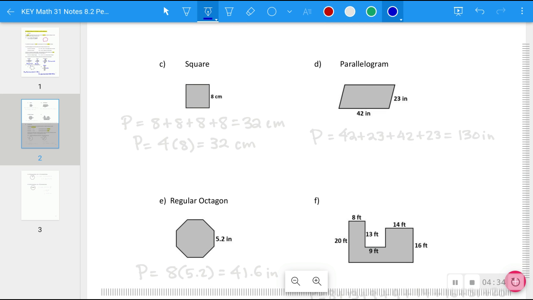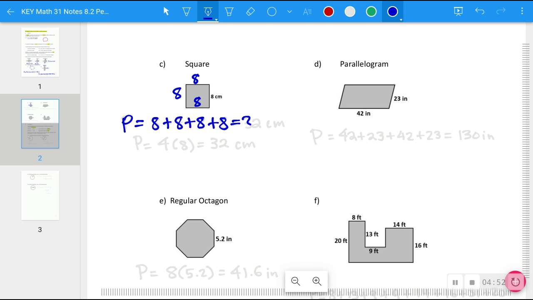Next, we're going to look at this square, and the square is an example of a regular polygon where all the sides are the same. So there's 4 sides, they're all 8, so the long way to get this done is just to add all the 8s.